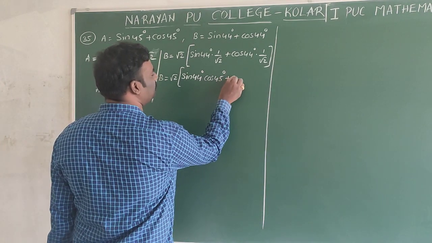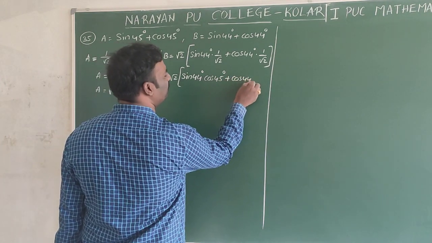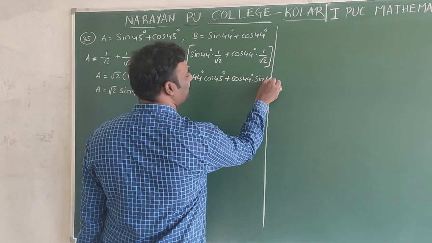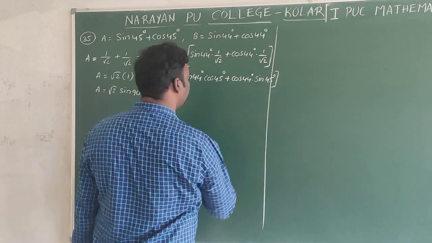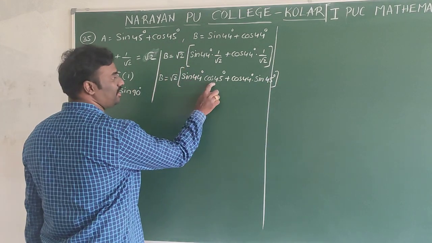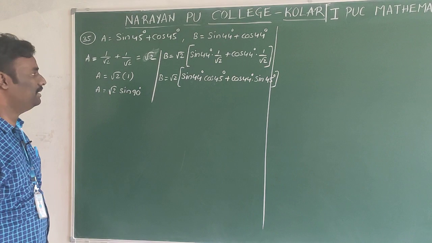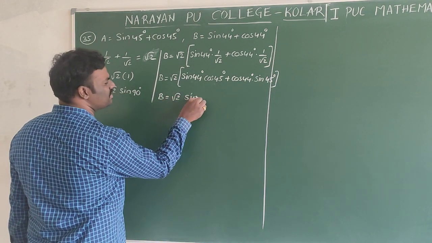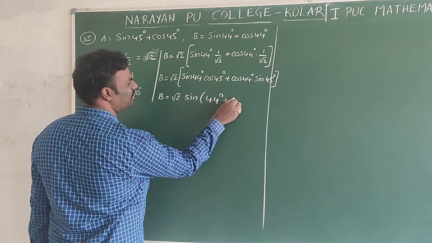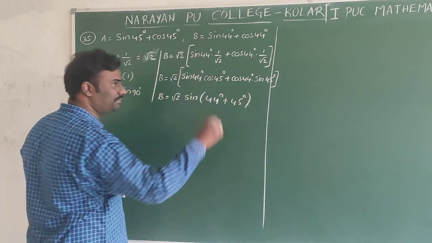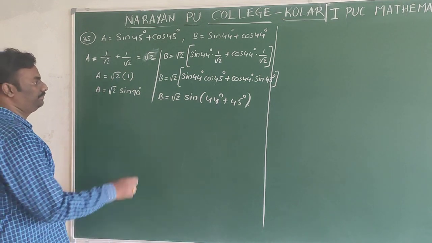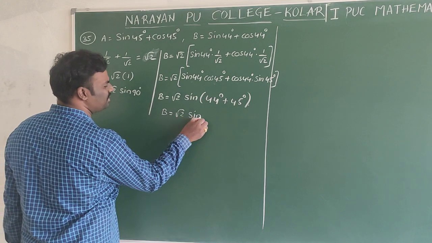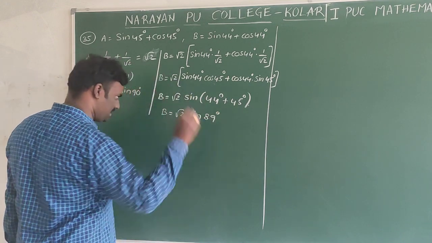Plus cos 44 into 1 by root 2 can be written as sin 45. Now it is in the form of sin A cos B plus cos A sin B, which is sin of A plus B, sin of (44 plus 45). Now B equals root 2 into sin 89 degrees.